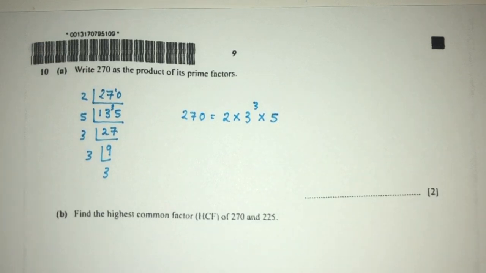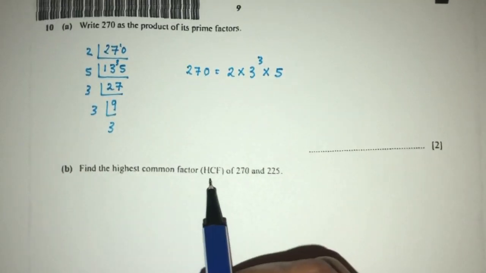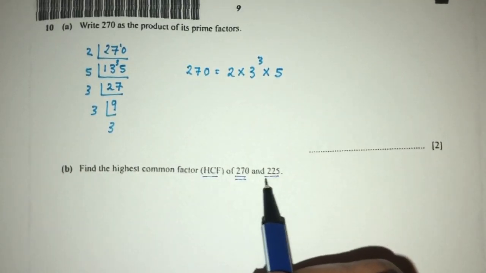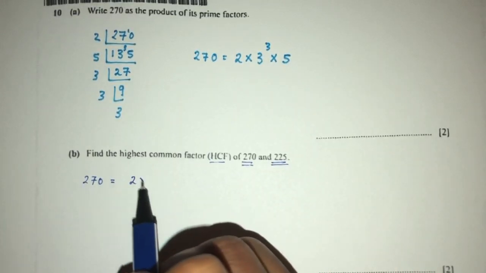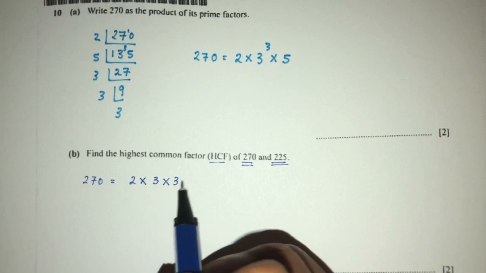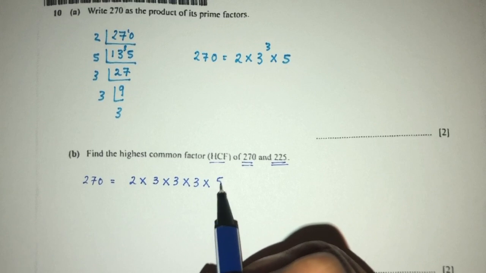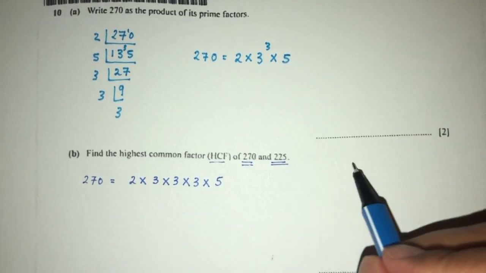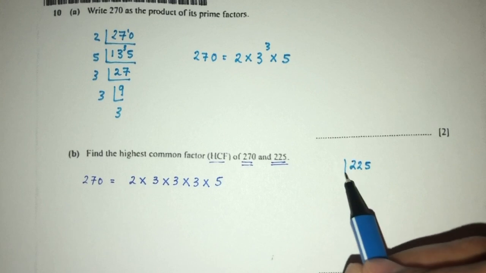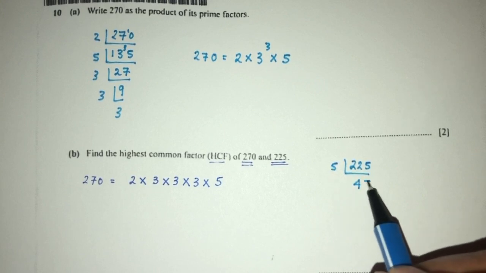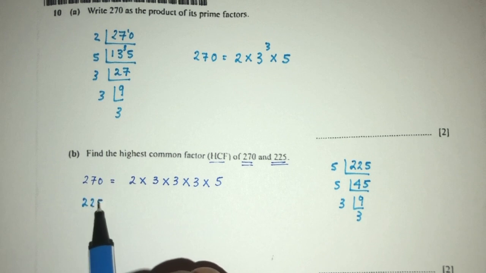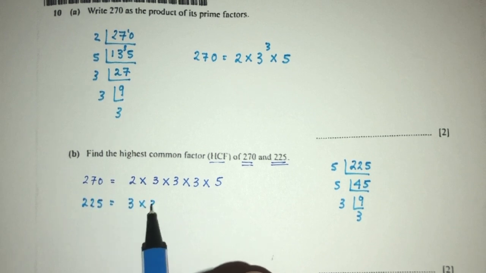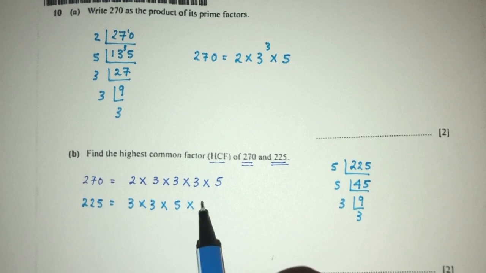Now for part B, let's see what we have. We have to find the HCF of these two numbers. Here we have 270 already, which is 2 times 3 times 3 times 3 times 5. Now what are the factors of 225? Divide by 5, that will be 45. Divide by 5, that should be 9. Divide by 3, that should be 3. So 225 will be 3 times 3 times 5 times 5.